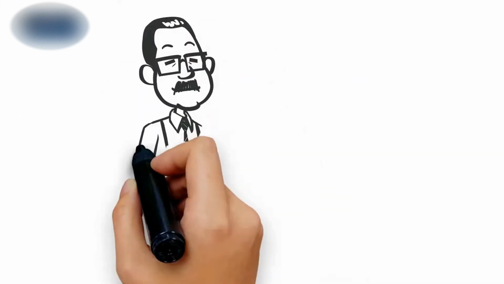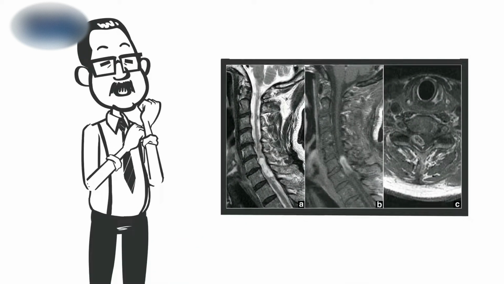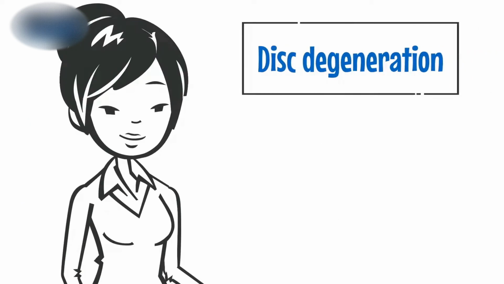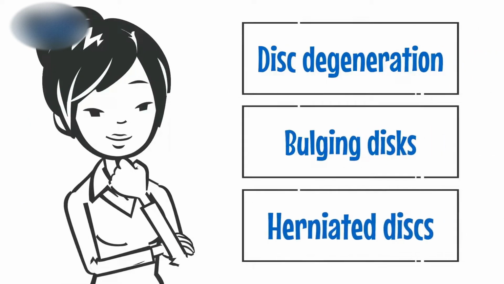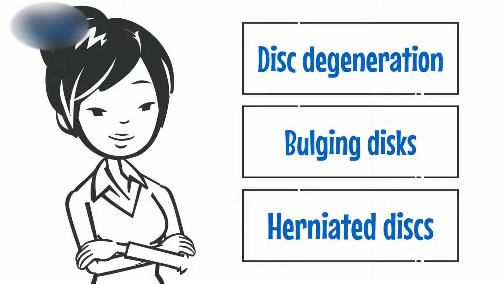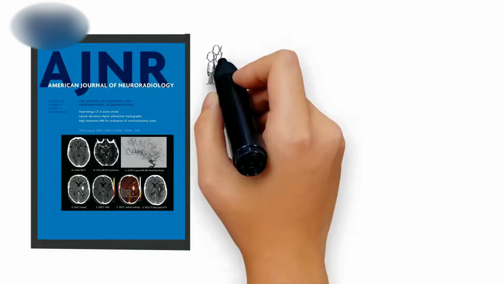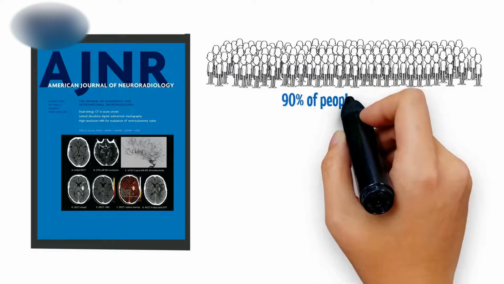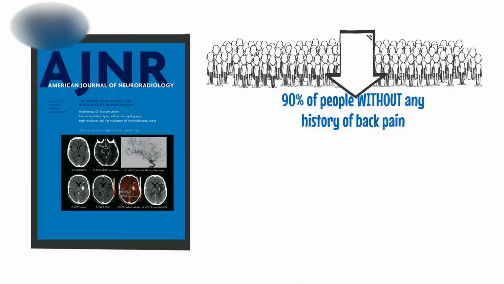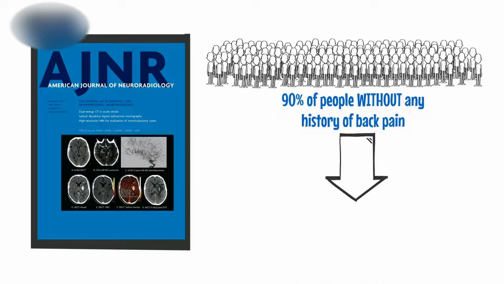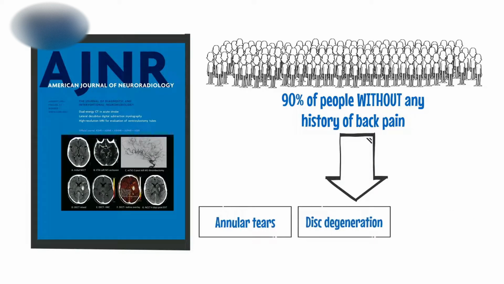Most people, even if they don't have any back pain, will still have evidence of abnormalities on MRI scans. Disc degeneration, bulging discs, and herniated discs occur very commonly, and they may not be causing symptoms of pain. For example, in a paper published in the Journal of Neuroradiology, the researchers found that approximately 90% of people without any history of back pain in the last 6 months still have evidence of annular tears, disc degeneration, and disc bulging at one or multiple levels.